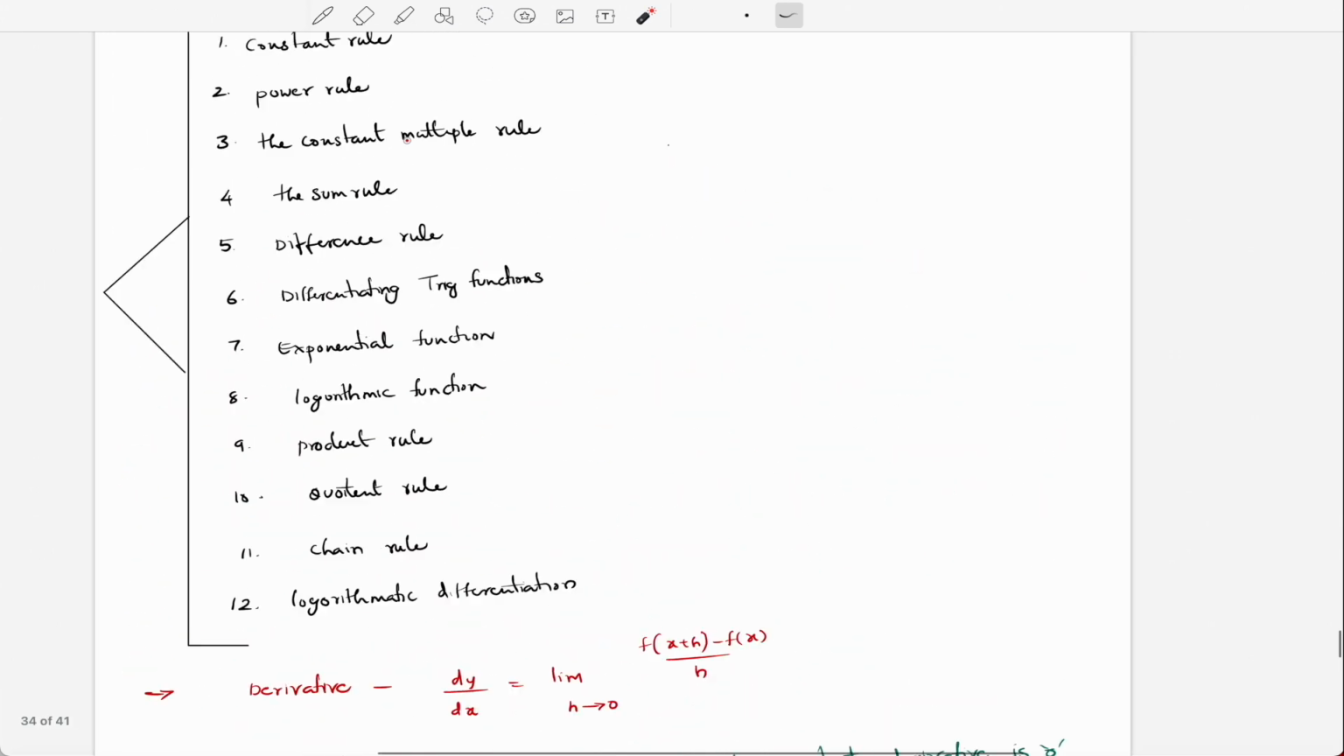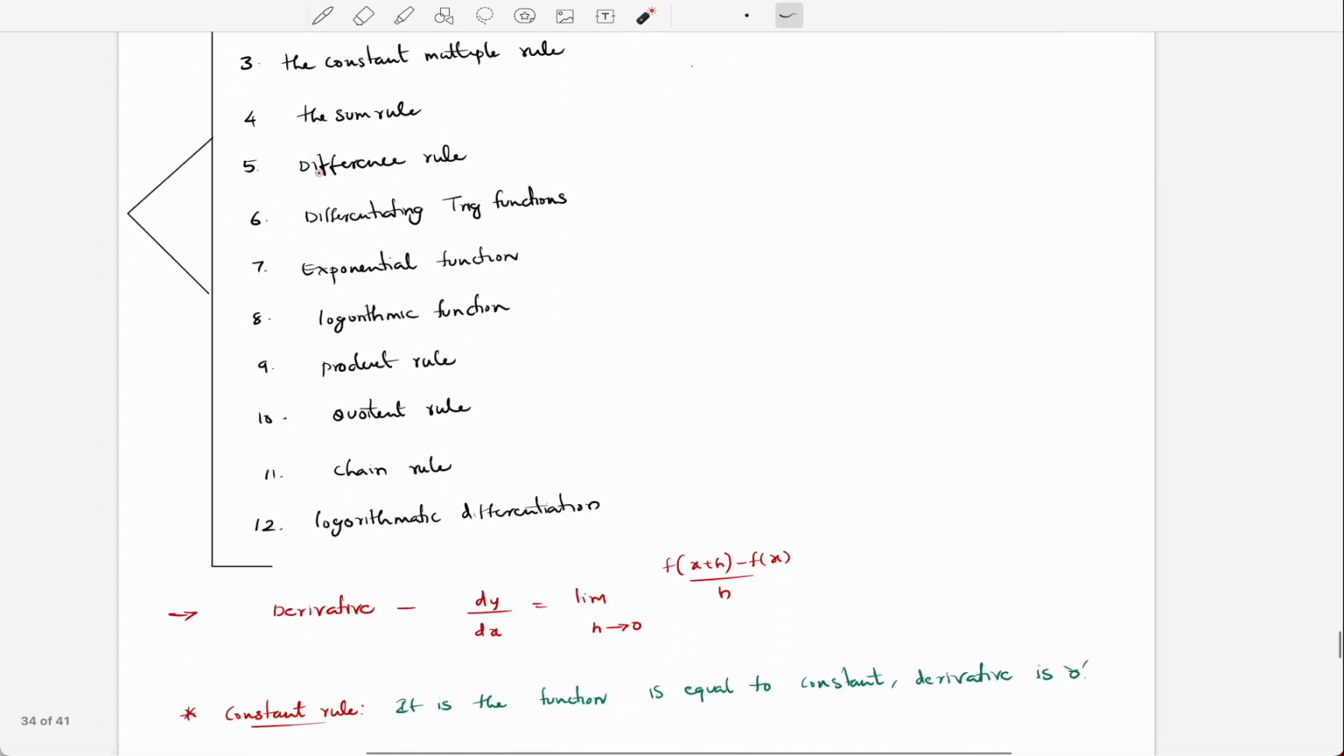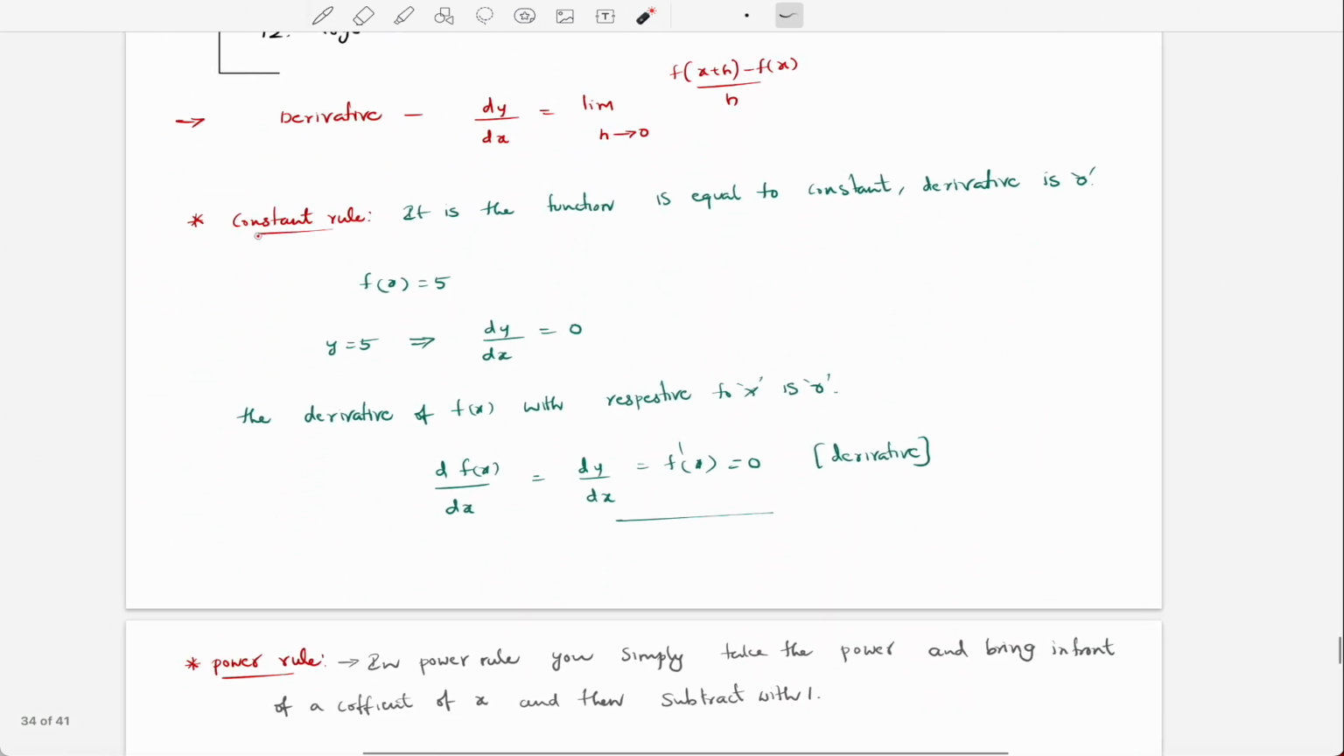At first we have the constant rule. By the word you can understand the constant rule means a function that is equal to a constant, like 1, 2, 3, constant k, right? So we have a function which has no x and no y. We don't have x here. We have only 5.